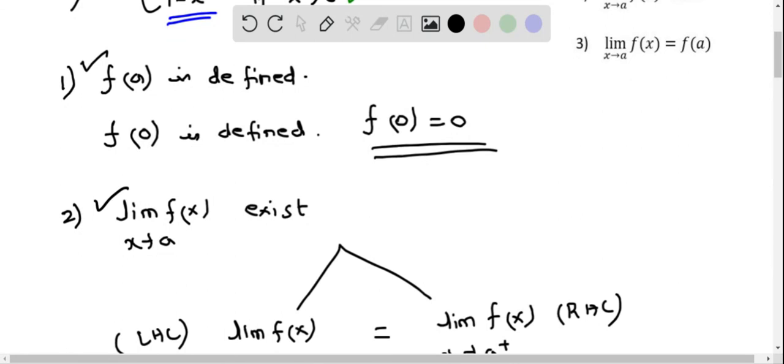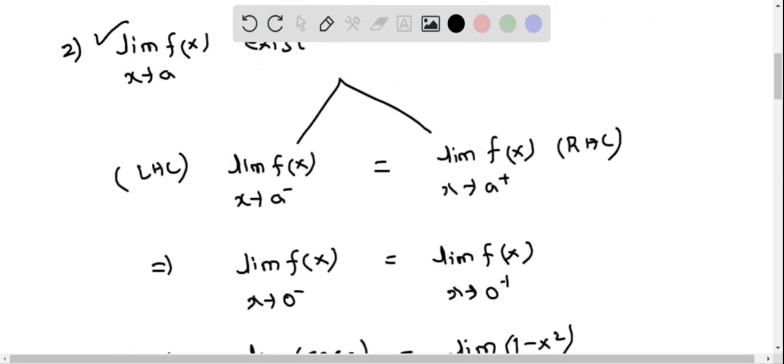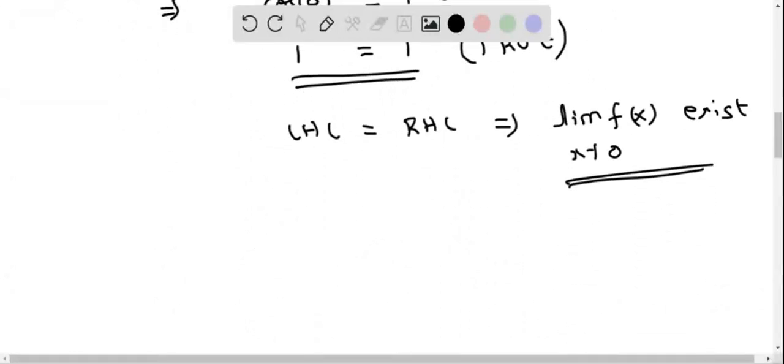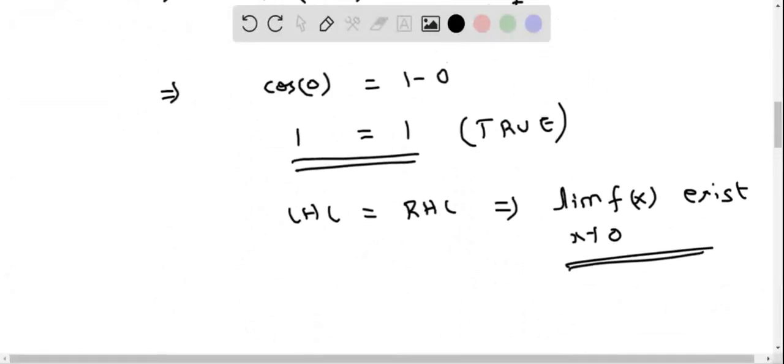Now let's move on to the third condition, which I can do over here. The third condition says the limit of f of x as x approaches a is equal to f of a. So we are checking that the results of both the first and second conditions are exactly the same. We can say that the limit of f of x as x approaches 0 is in fact equal to 1.